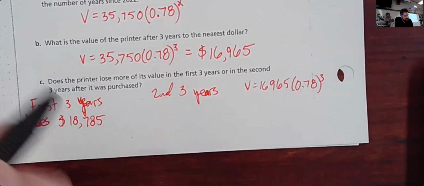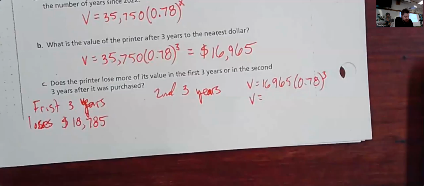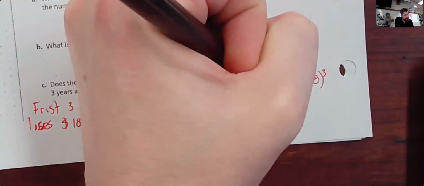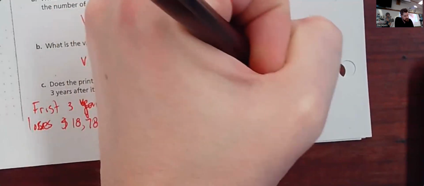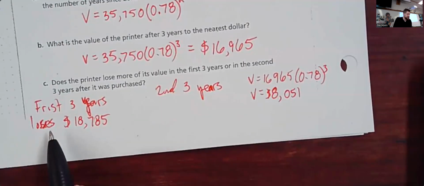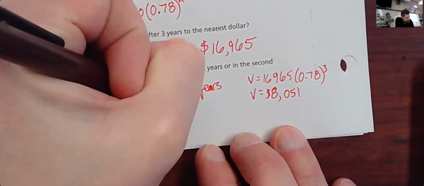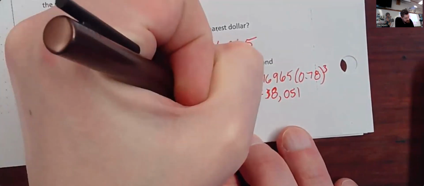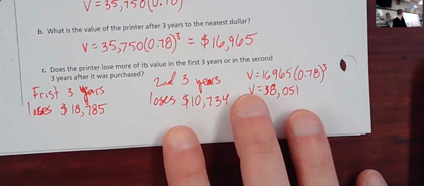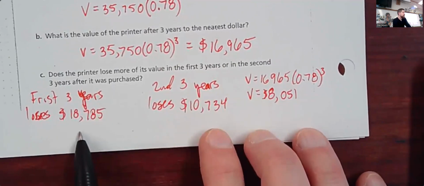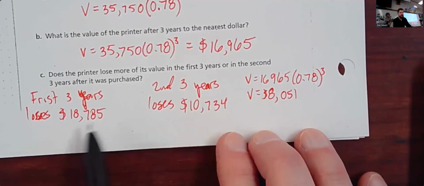But after the second 3 years, the value is going to be $8,051, right? After 6 years total, $8,051. So after the second 3 years, it's going to lose another, what, $10,730-ish. Okay. So 18,785 minus 8051. Second 3 years loses $10,734. So yeah, it loses $8,000 more. There's $8,000 more depreciation in the first 3 years than the second 3 years.